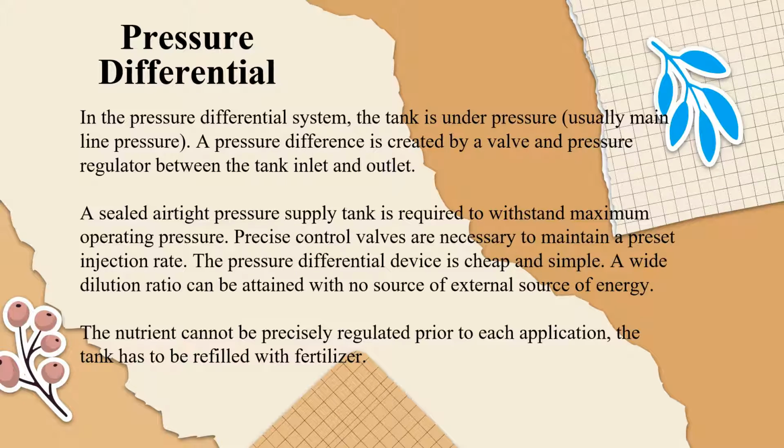The pressure differential device is cheap and simple. A wide dilution ratio can be attained with no external source of energy. The nutrient cannot be precisely regulated prior to each application. The tank has to be refilled with fertilizers.